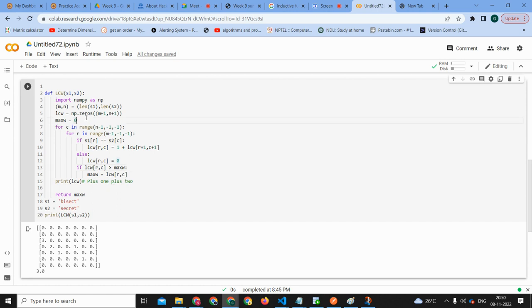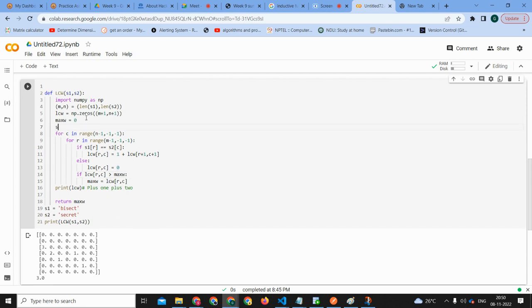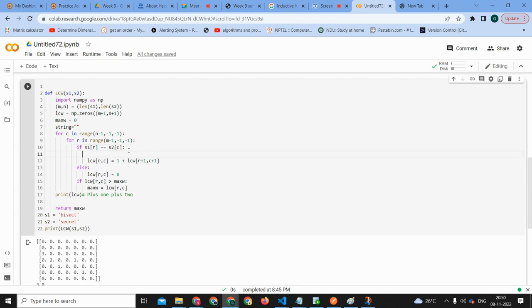Okay, so first you need a string to store the variable. Say you can't name it string, buddy. You can't name it that. So you're starting with an empty string. And she said every time you see a letter that is equal, store it, either S1 of R or S2 of C, right? What should we do? Store where? The string. Yeah, store the string. So you add that letter to the string.